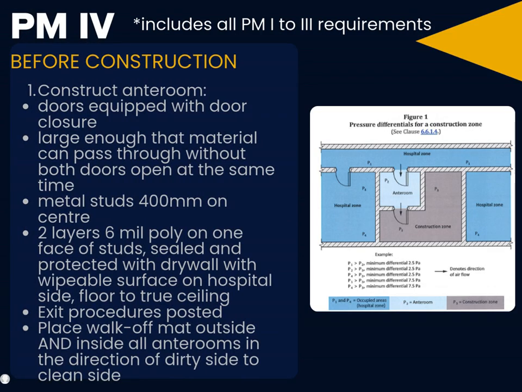Preventative Measure 4. Before construction, construct an anteroom using doors equipped with a closure system. The anteroom should be large enough that material can pass through without both doors being open at the same time. Metal studs are 400 millimeters on center with 2 layers of 6 mil poly on one face of the studs, sealed and protected with drywall with wipeable surface on the hospital side from floor to true ceiling. Exit procedures must be posted. Place walk-off mat outside and inside all anterooms in the direction of dirty side to clean side.